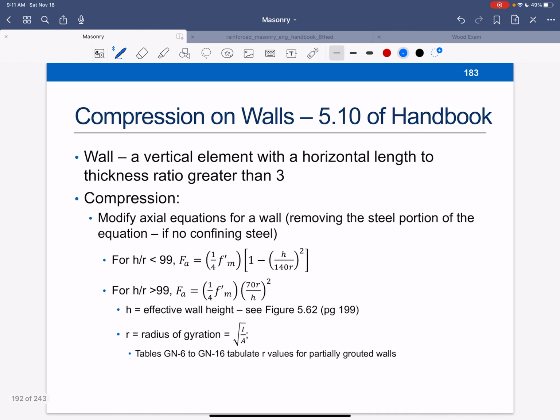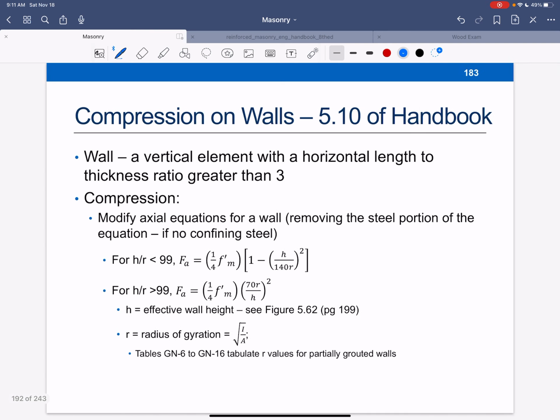Okay, now walls. So in 5.10, we've got the wall piece. A wall is a vertical element with a horizontal length to thickness ratio greater than 3 used to enclose a space. We know what a wall is. Here are my compression equations for walls, or my stress equations for walls, and you notice that there's only the masonry portion, no steel portion in there, right?